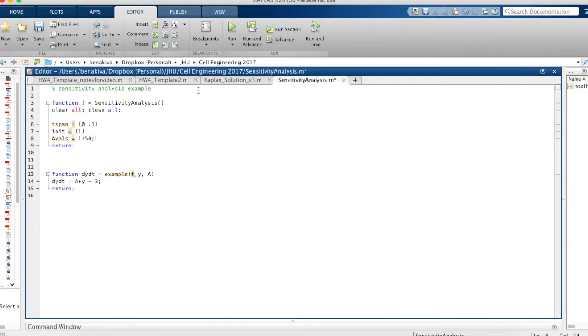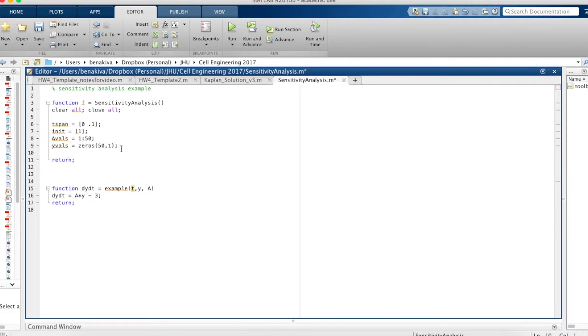So I'm just creating a vector that has all my a values, which is just a vector going from 1 to 50. And then I'm going to make an empty vector for my y values. I'm making it 50 long so that for all 50 values of a, we'll store the value of y.